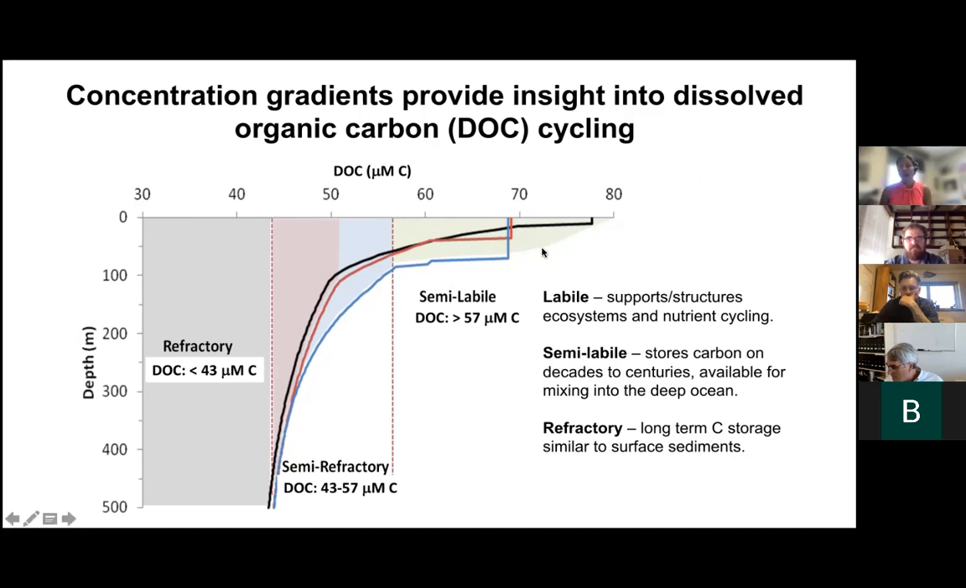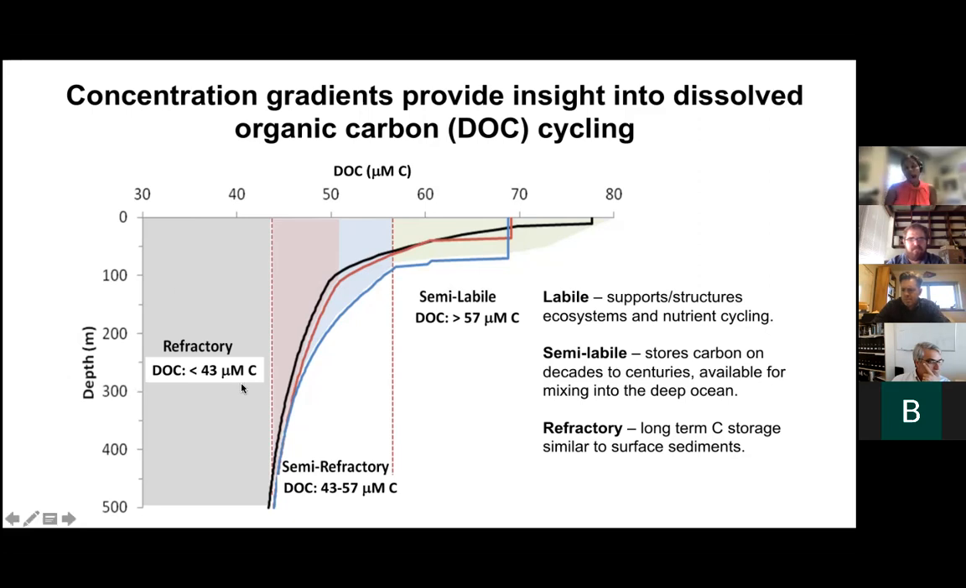The labile component, of course, is very important in terms of structuring ecosystem interactions and nutrient cycling. We can see that at the compound level, as you'll see, but it probably doesn't accumulate on long enough timescales, although seasonally we can see changes that are consistent with the accumulation of some short-lived components in the upper ocean.